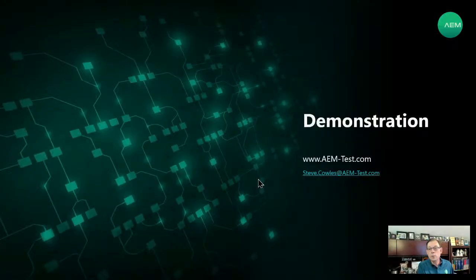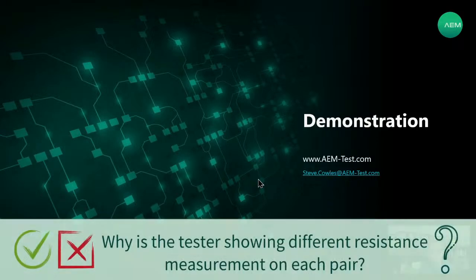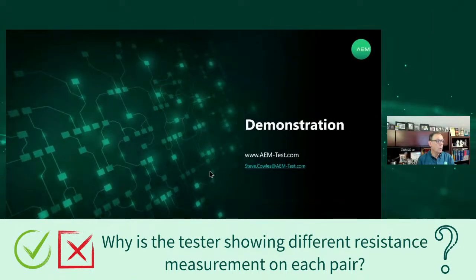So let's go into a demonstration, but I think before we do the demonstration, we've got a couple of polling questions that we'd like to throw out there and get some people to answer before we move into the demo. So the first one, why is the tester showing different resistance measurements on each pair? So you may have caught this when we're looking at the drawing earlier, the screenshot earlier.